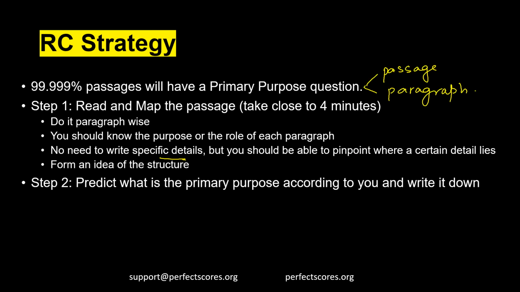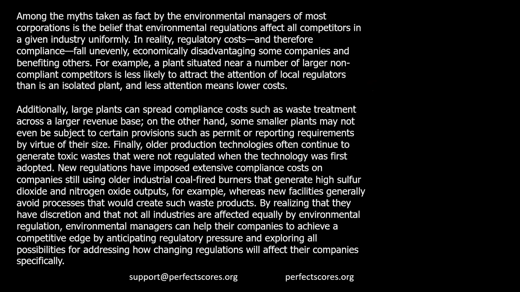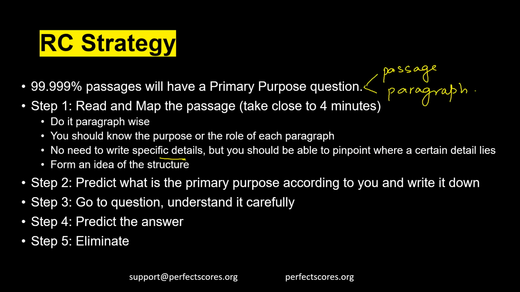The next step would be predict what's the primary purpose, because you will get a question on that. Write that down. The next step is look at the question in front of you, understand it, predict the answer before going through the options, and then eliminate. And for eliminating, there are a few common options that you need to eliminate. You need to eliminate the very strong options, the ones that have words like never, always, options that do the opposite of what you want, options that are totally out of scope. So we'll be discussing more of these as we do the passages.